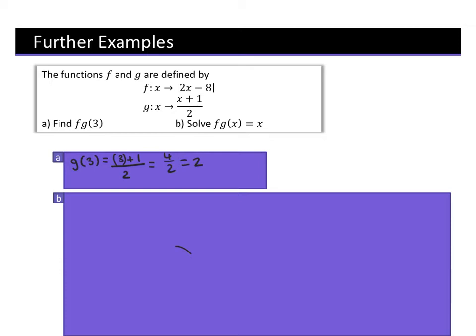g of 3 is 2, so in theory we're finding f of 2, which equals the modulus of 2 lots of 2 minus 8. So the modulus of 2 times 2 is 4, minus 8. So it's the modulus of 4 minus 8, which is minus 4, which in fact equals 4. So my answer, I'm going to write it down: f of g of 3 equals 4.